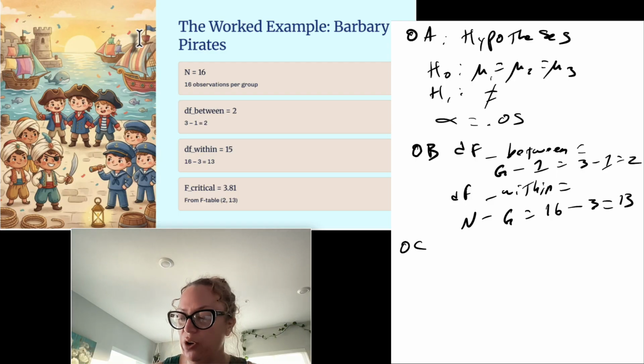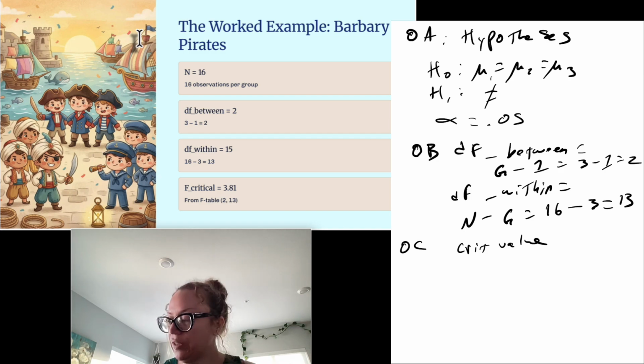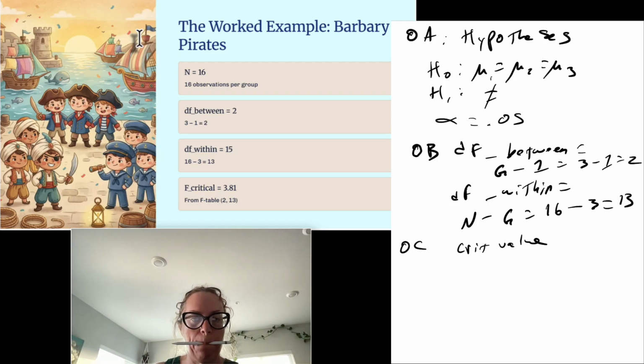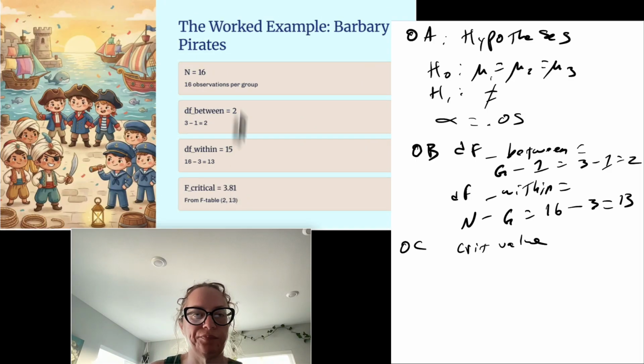Step 0C, we're going to find our critical value. Go to your F table and then go to column 2, row 16, where they meet is going to be... Why do I have 16? It should be 13. Let me double check this. Yeah, I don't know why I have that wrong in my notes, but anyhow, it's column 2, row 13.